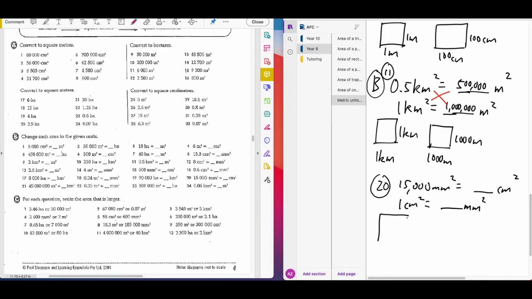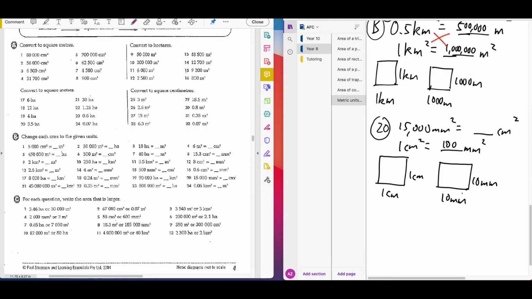Okay, so 1 centimeter squared is what? 1 centimeter by 1 centimeter, right? And if you want to write this in millimeters, what should that be? So 1 centimeter equals 10 millimeters. This is also 10 millimeters, right? So then we know that 1 centimeter squared is equal to 100 millimeters squared, right?